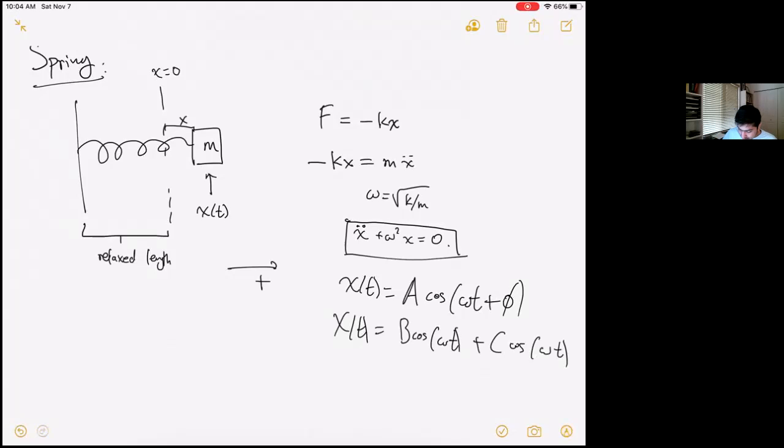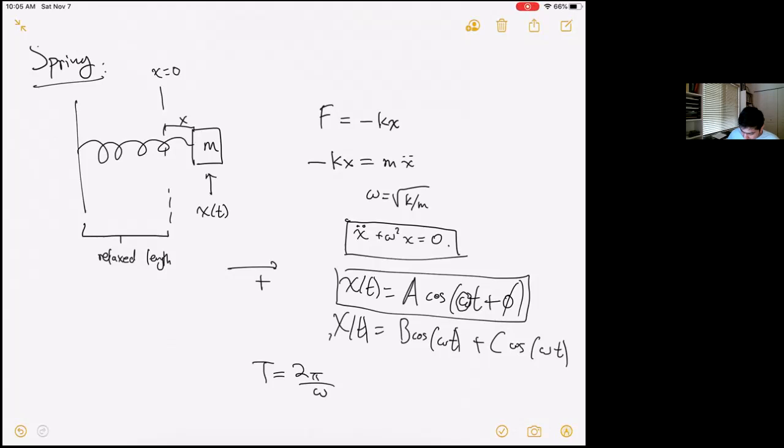So this is the more intuitive physical one, where A represents the amplitude. You can see that the motion is oscillating between plus A and minus A. Omega is always the angular frequency. This implies that the period of the motion is 2 pi over omega, because it takes 2 pi radians to complete a full cycle. And phi is a so-called phase, which is how much it's off by from just a cosine.